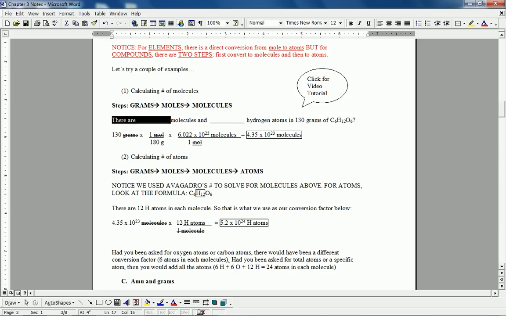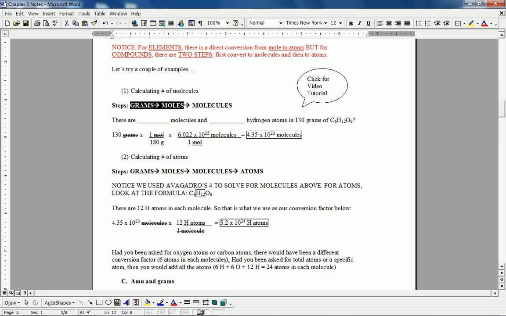So let's take a look at this particular question. It asks, there are blank number of molecules and a blank number of hydrogen atoms in 130 grams of glucose, C6H12O6. The first thing we need to determine is the number of moles, because they're asking us for molecules and atoms, and we know the only way to get to molecules and atoms is Avogadro's number. Well, we can't get to Avogadro's number unless we have a starting point of moles. So what we need to do is take this 130 grams and go from grams first to moles.